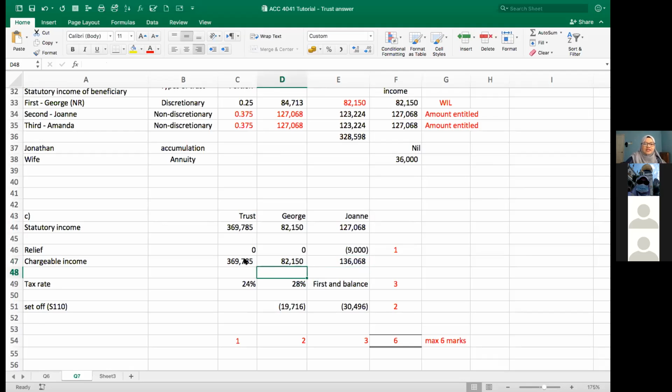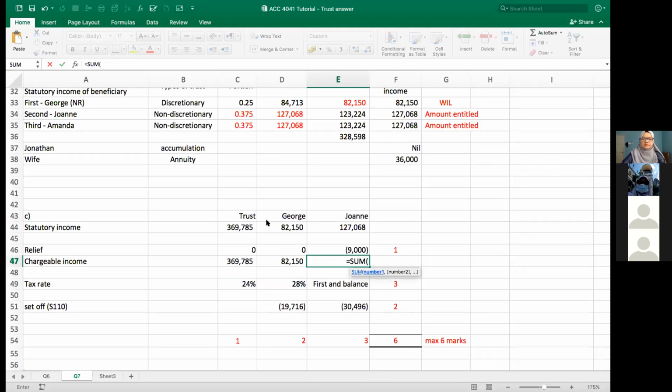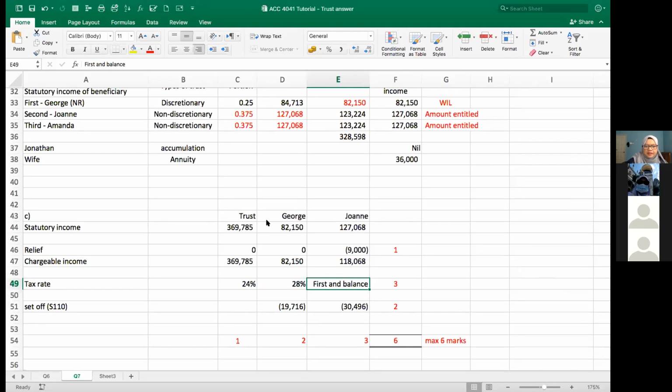So based on this, the tax rate for the trust is 24%. For George it is 28%. Yes? Sorry, Doctor, your formula has a mistake, there is a minus value. Oh, here. Okay, why did it become like that? Okay, 118, correct? Alright. So the tax rate for the trust is 24%.